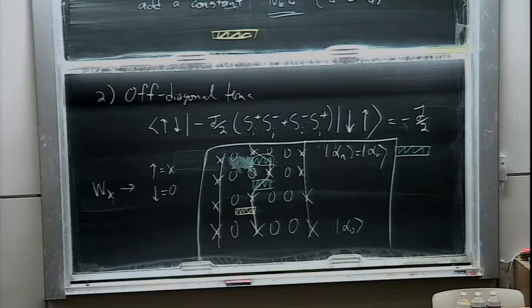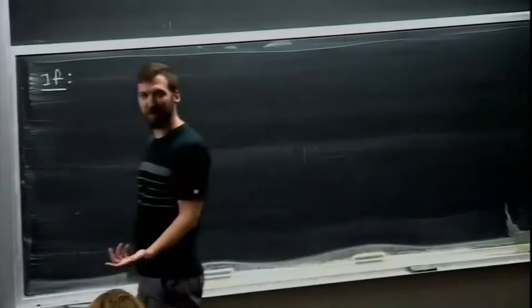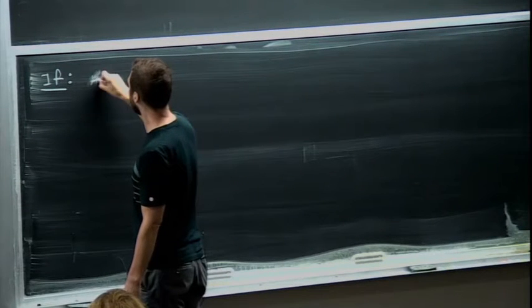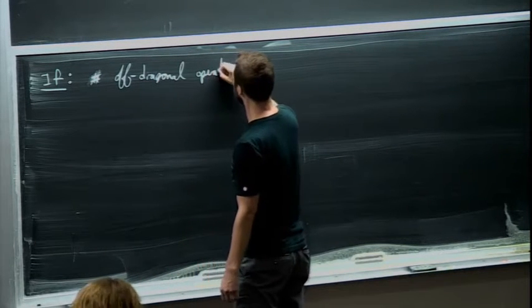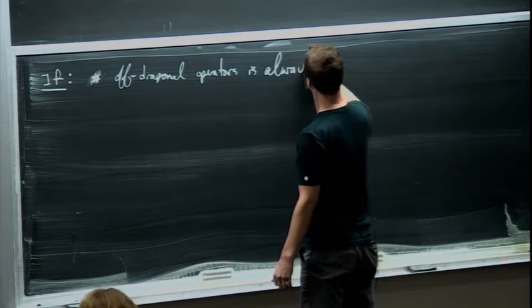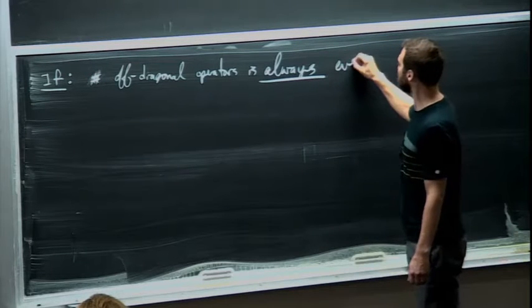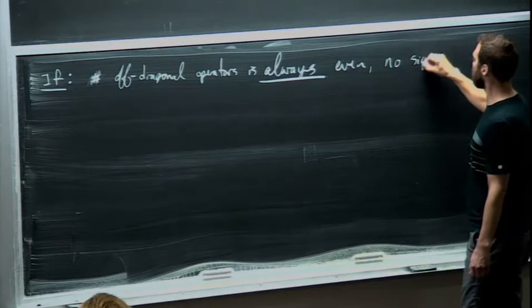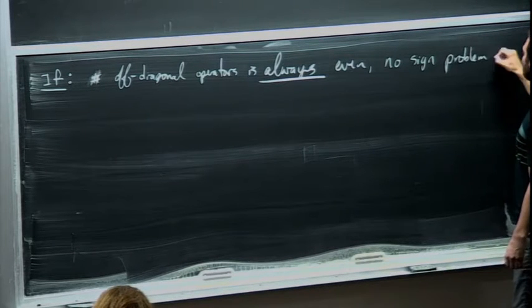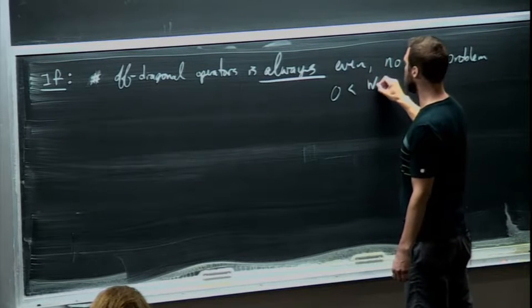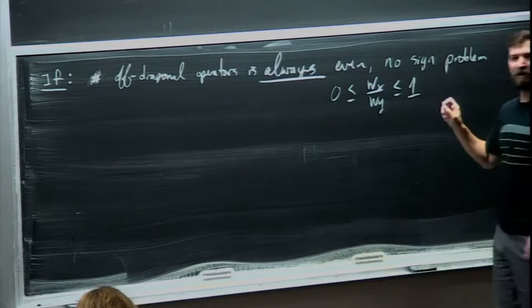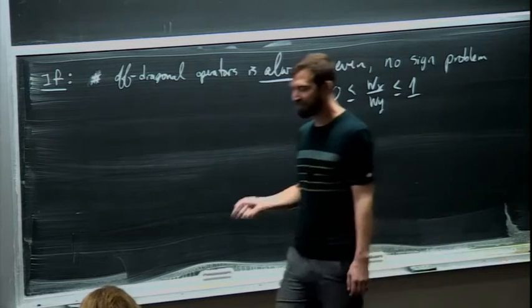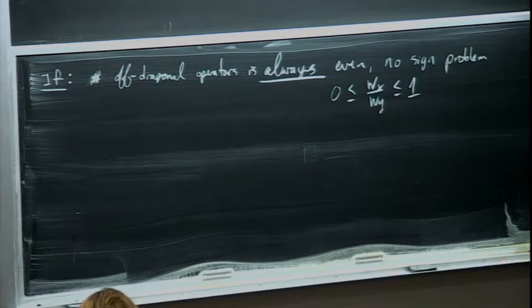So this is the essence of solving the sign problem in this type of Monte Carlo. If the number of off-diagonal operators is always even, then there's no sign problem. And then your ratio of w x to w y, or whatever I called it, will always be interpreted as a probability. And so you can learn a lot from this type of picture, actually. This is implicitly always true in one dimension.